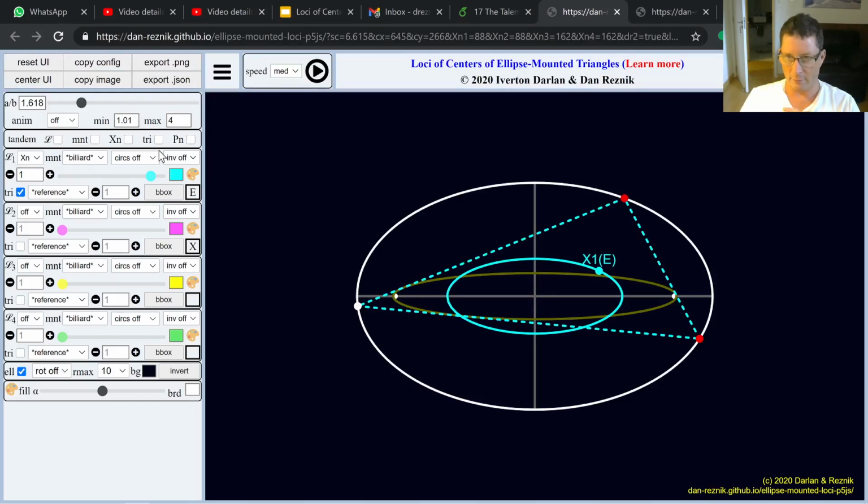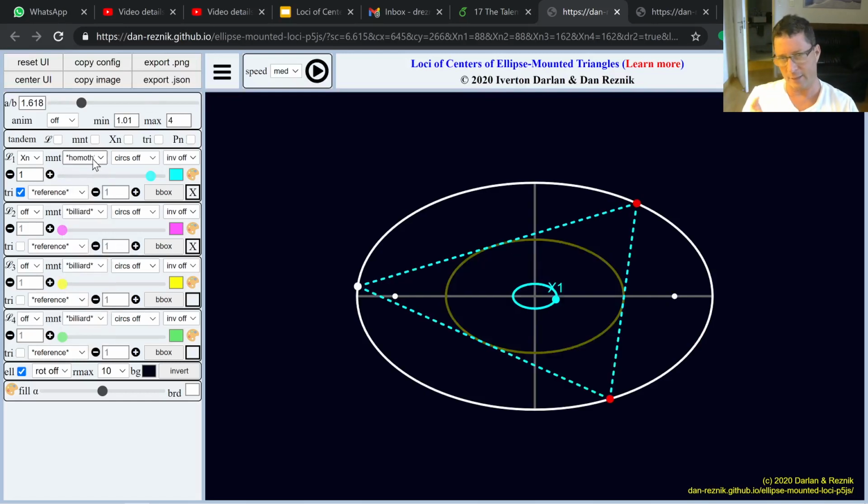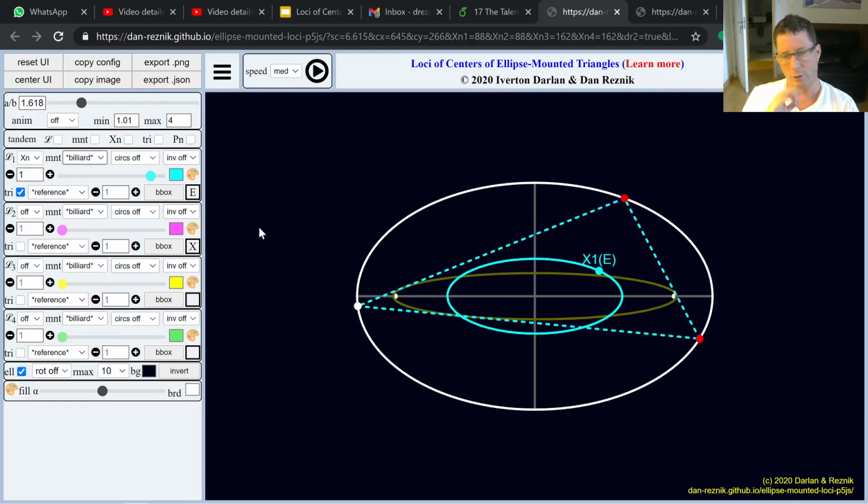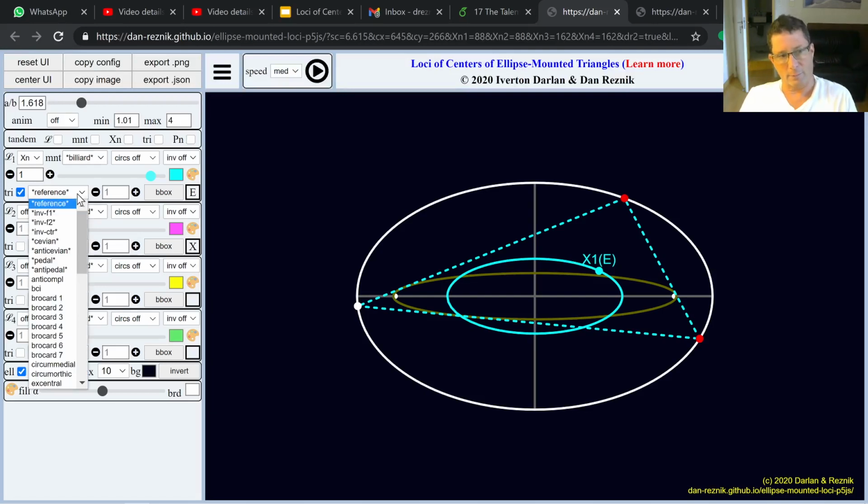I want to talk about another orthogonal concept in this video, which is the type of the derived triangle, not the triangle family. What we call the family is billiard or homothetic, and there are other families on this menu here. But we're going to talk about the type of derived triangle. The original triangle we call the reference triangle. I have upwards of 30 different types of triangles that we can choose here, and they're classical derived triangles.